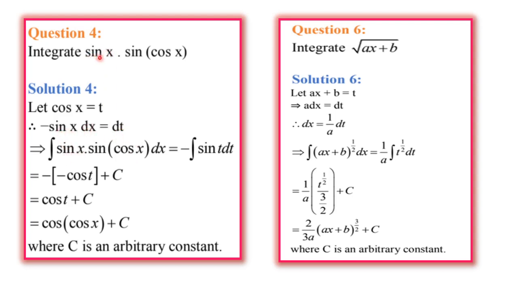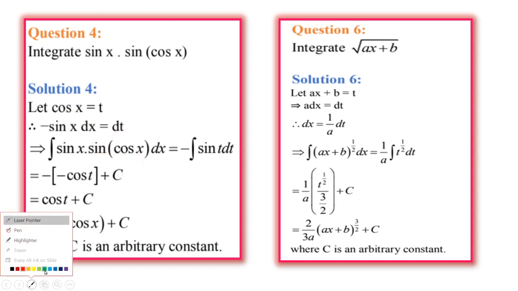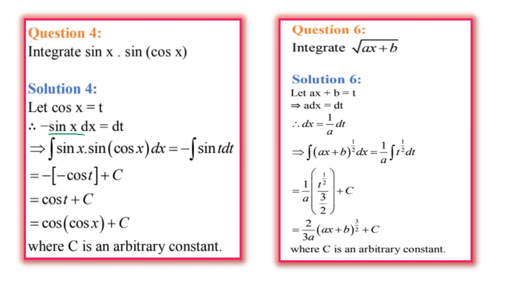And now this thing we have to integrate will become what? See, minus sin x dx. Sin x dx is what? Dt, right? And sin t, because cos x is t. Minus sin x dx is dt. So in place of sin x dx, we will write dt here, and we assumed cos x equal to t. So sin t, and we have one minus also, so we will write that minus here.